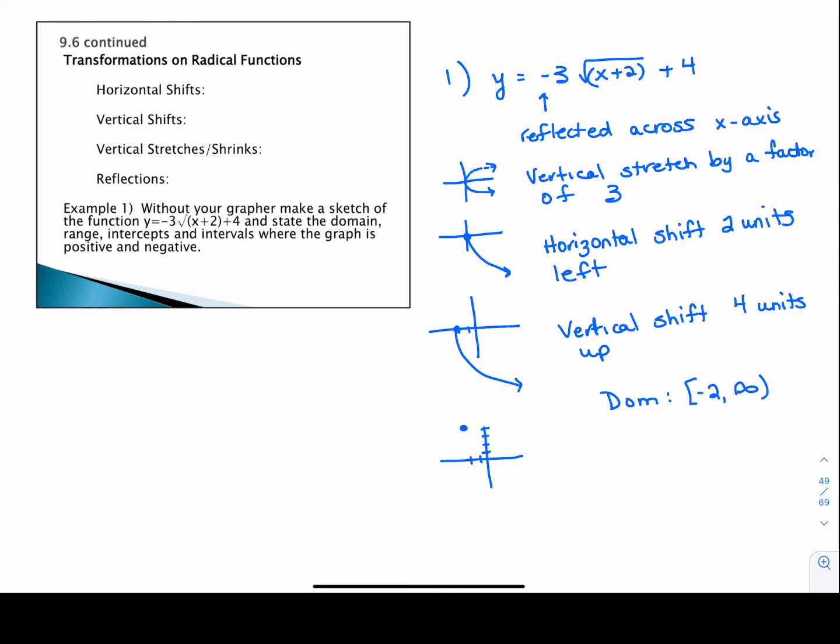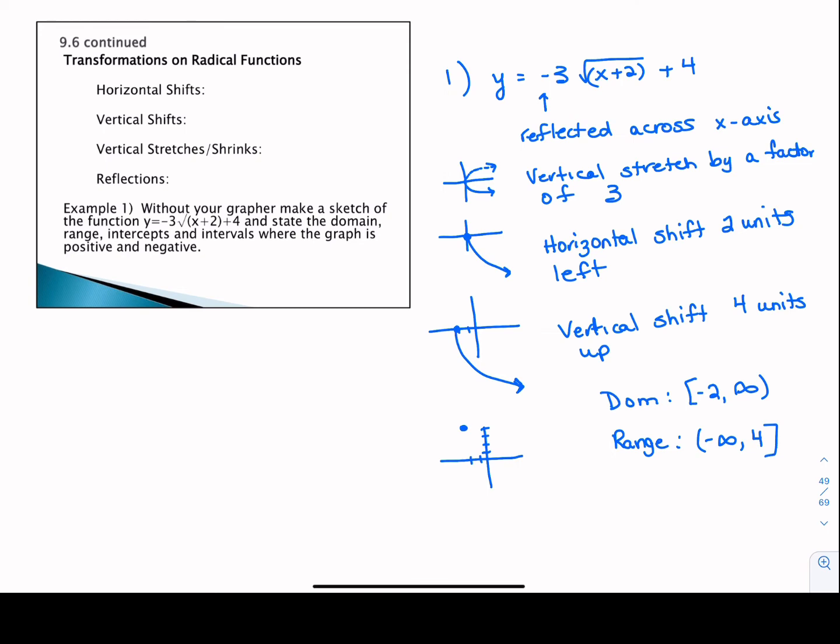Now, the range value, on the other hand, is low to high, and we know that this tail of the graph, the rightmost tail, sneaks down towards the floor. So the lowest end of my range is actually going to be -infinity, and my y value gets as high as +4 because we know we shifted this whole graph up by 4 units. So we have a range from -infinity to +4.